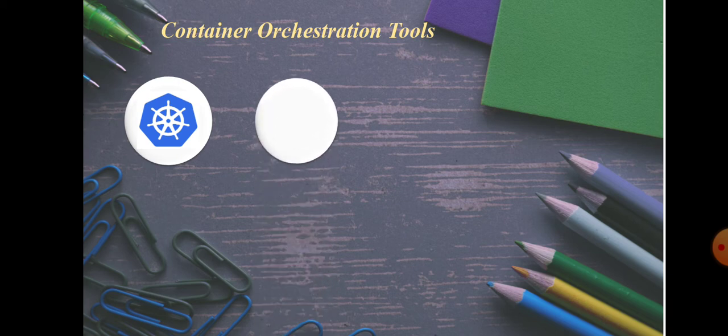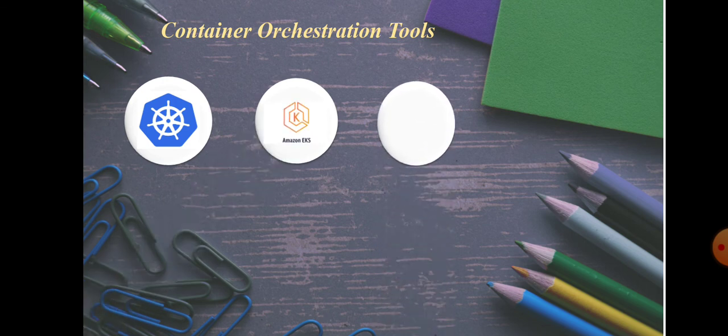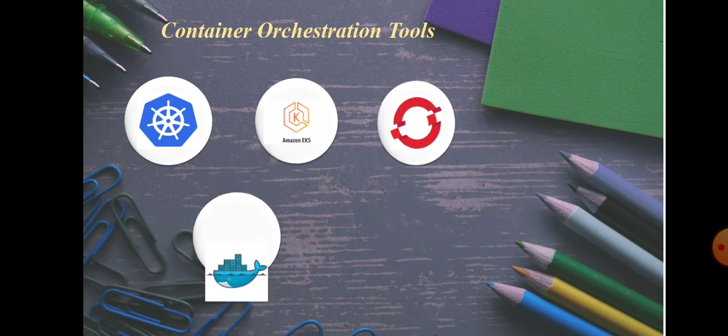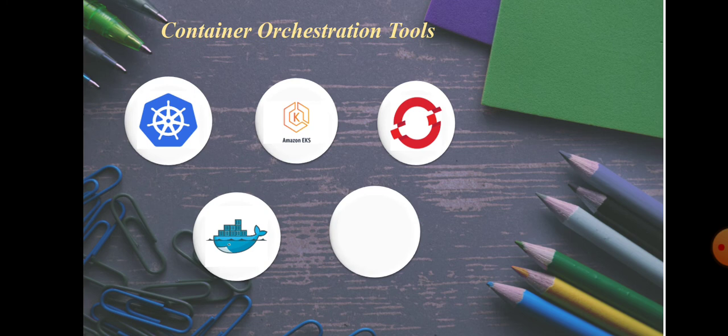Few such solutions are OpenShift from Red Hat, Docker Swarm from Docker, Apache Mesos, and other public cloud offerings like Amazon EKS, Azure Kubernetes Service, and Google Kubernetes Engine.